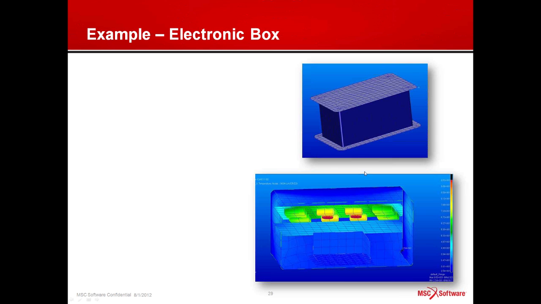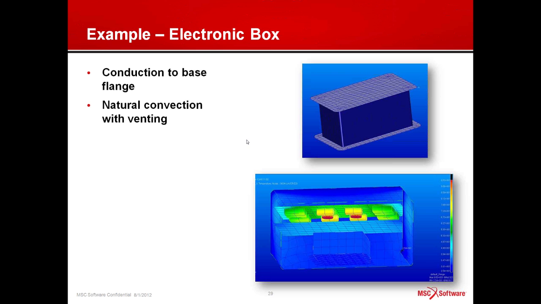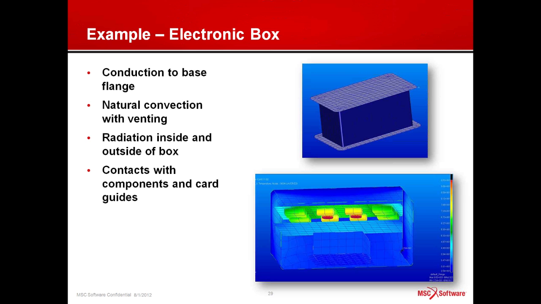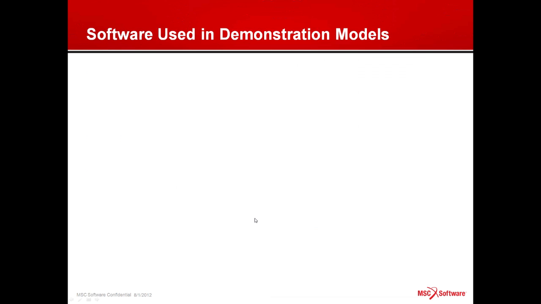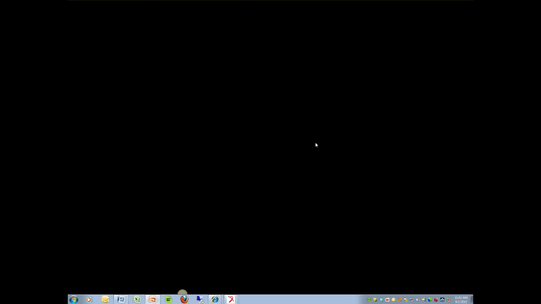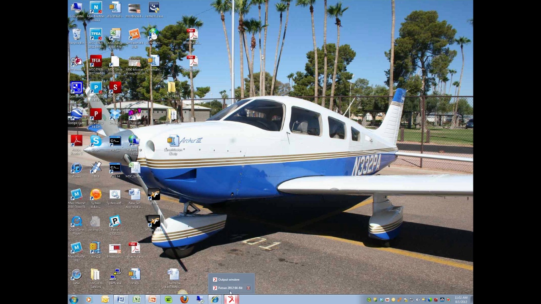So now if you have these boards and you want to put them in a box, you can put multiple boards in a box. You can have card guides like wedge locks or something on the side. You could have a lid that has mounting conductance in a joint of some sort that might have an O-ring. We have natural convection in here, and we have venting, so we have an m-dot sort of flow coming through this box. And we have radiation on the inside and outside, and we have contacts between the components and the card guides. And let me just drop out here and show you this model.